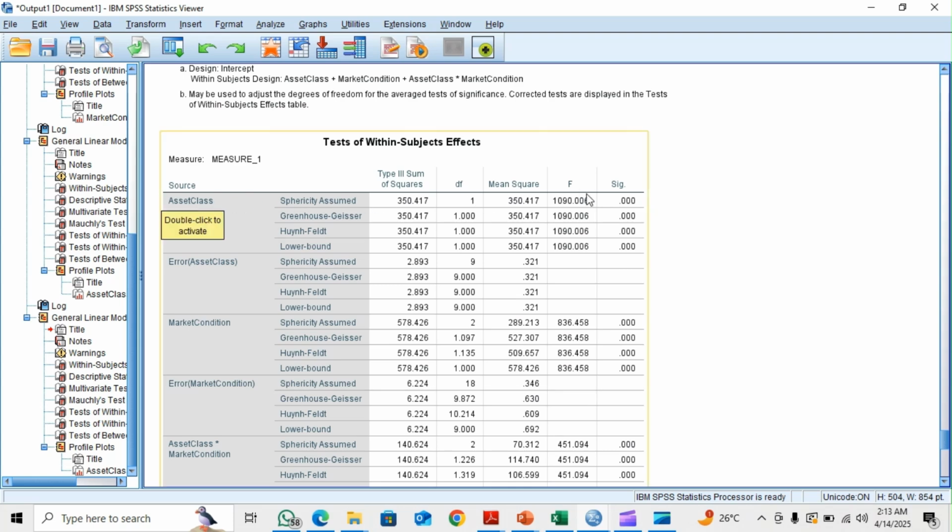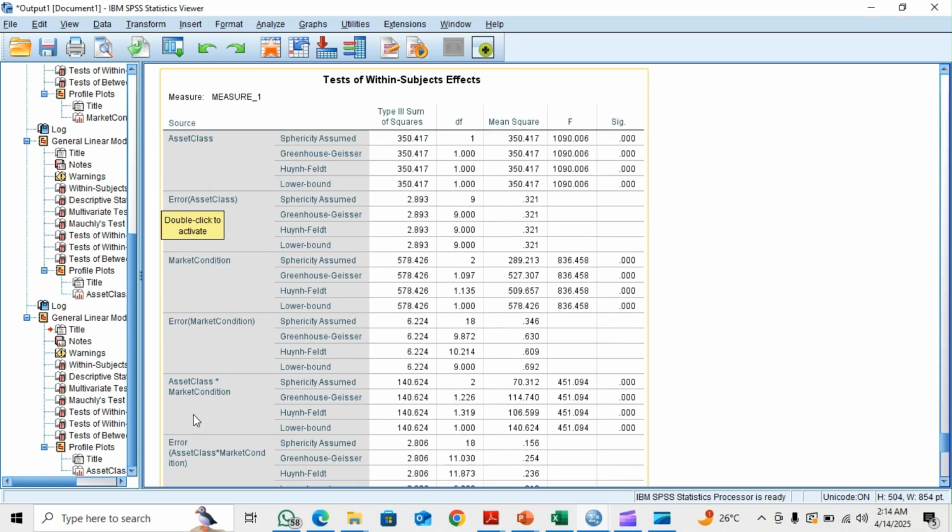Then you go to the market condition under sphericity assumed, you also see that the p-value here is less than 0.05, which means we also reject the null hypothesis that there is no significant effect of market condition, and we conclude that there is a significant effect of market condition on investment returns.